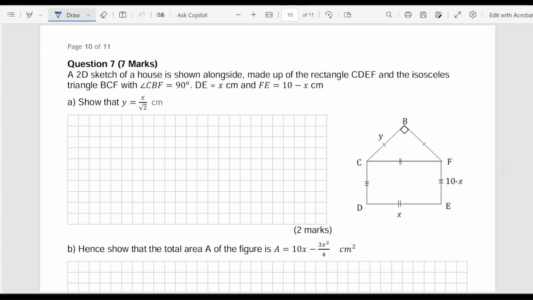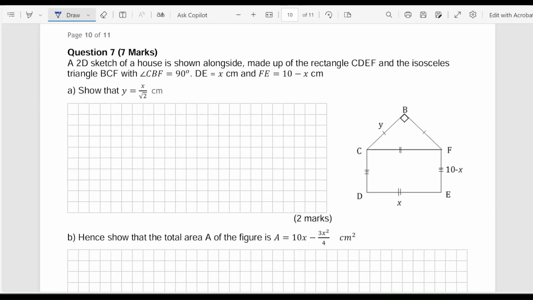All right, last one, an optimization problem. Show that y is x over root 2. So we can sort of look at this BCF triangle. So there it is. This is y, y, and x. So y squared plus y squared is x squared. That is from Pythagoras.